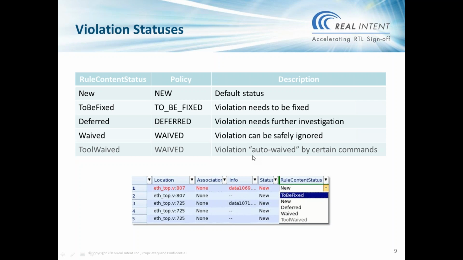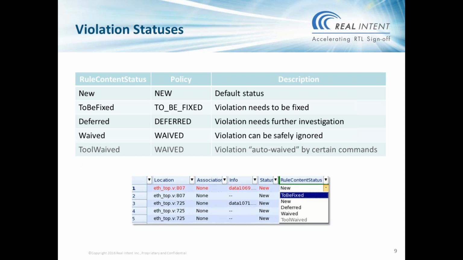Now, initially, the default status, as I mentioned, is new. Typically, you'd use the to be fixed category to mark a violation as needing to be fixed. You might annotate that violation in the GUI with a particular name, saying that Roger's going to fix this, or Bob's going to fix this, or Bill, or Jill, or somebody, to look at it.